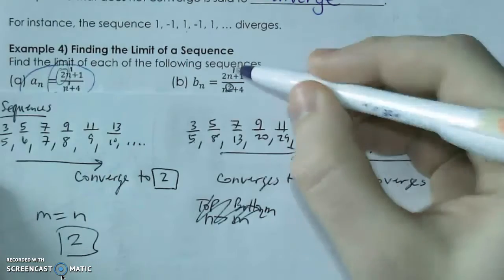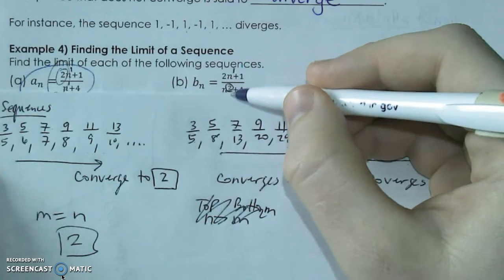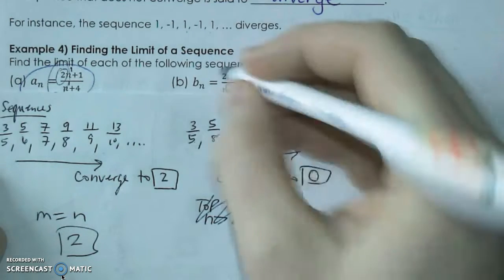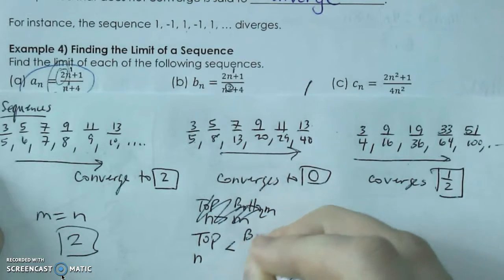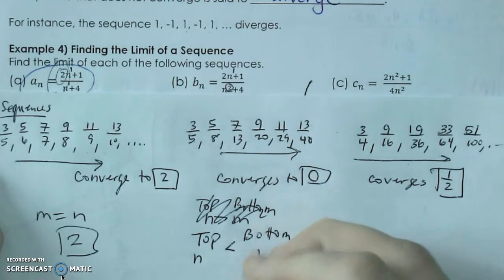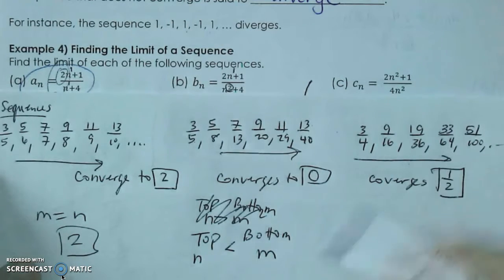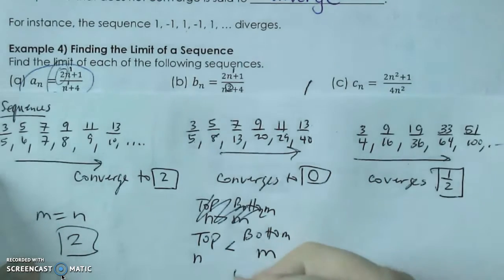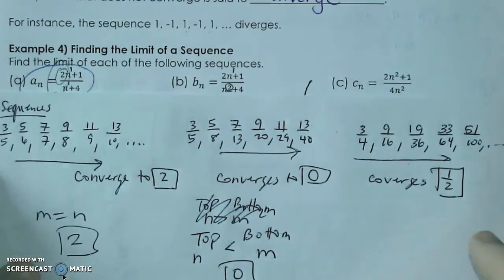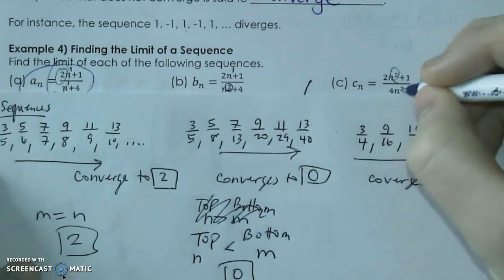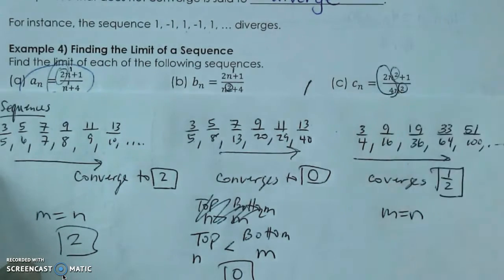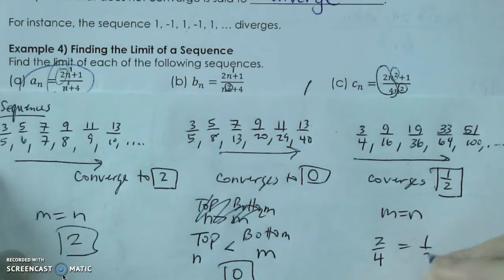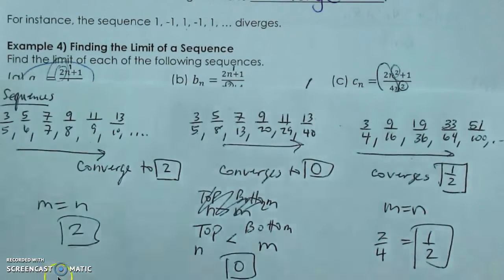Here we see that the top degree is 1 and the bottom degree is 2. And so here the top, which we call n, is less than the bottom, which we call m. And so if we look at our table, we see that that would be 0. So it converges to 0. And then C, they've got degree 2 and degree 2. And so again, they're equal. The top equals the bottom. And so it would be the number in front, or 2 over 4, which is 1/2. So that is why it is converging to 1/2.